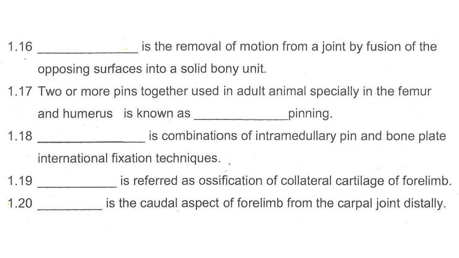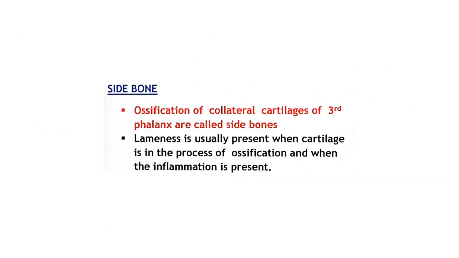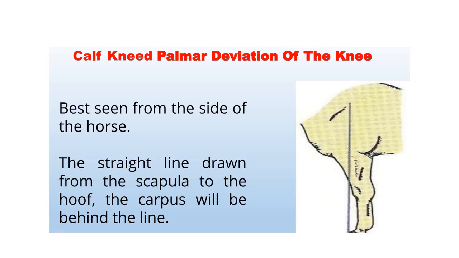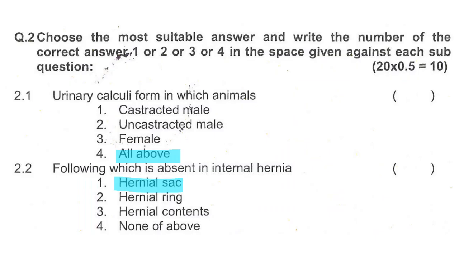19th is referred to as ossification of the collateral cartilage of the forelimb. What do we call this? Sidebone. In this, ossification of the collateral cartilage of the third phalanx occurs. 20th: the caudal aspect of the forelimb from the carpal joint distally. This condition is called calf knee, also called palmar deviation of the knee, in which the carpus will be behind the line. You can observe it in the diagram also.